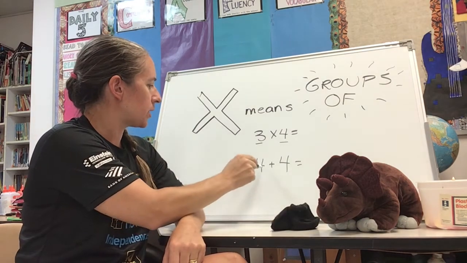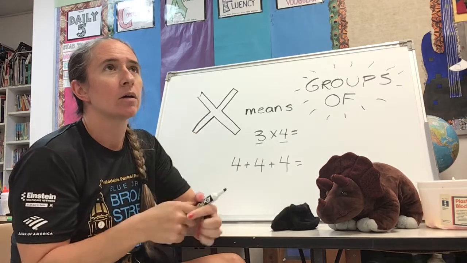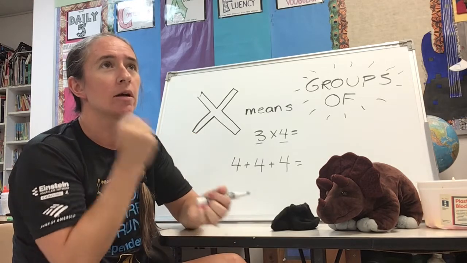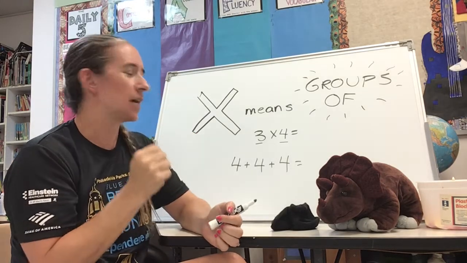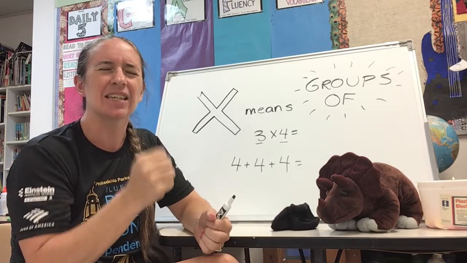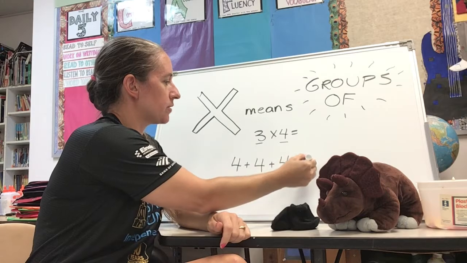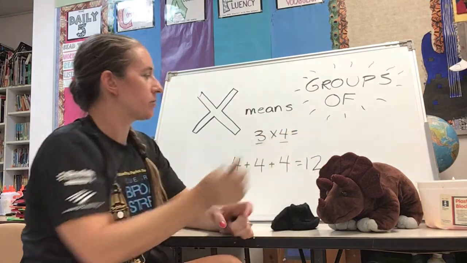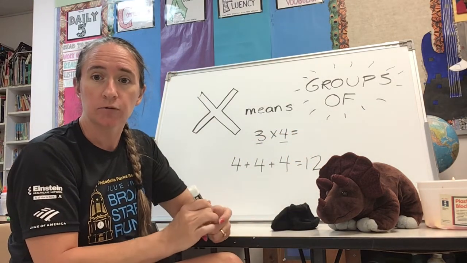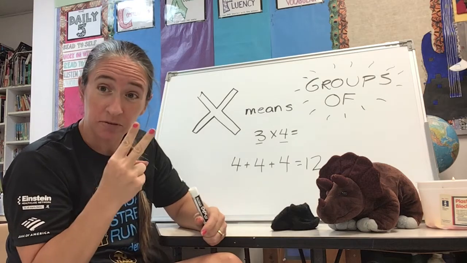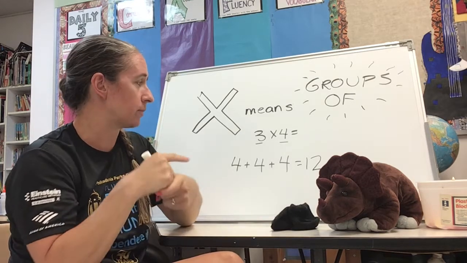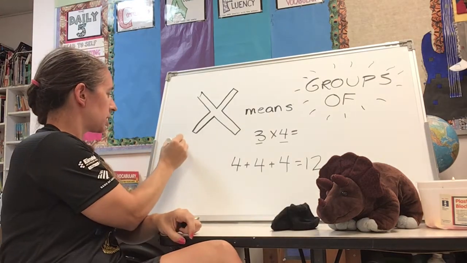So 4 plus 4, 1, 2, 3, 4, 5, 6, 7, 8, and then plus 4 more, 8, 9, 10, 11, 12. So 4 plus 4 plus 4 equals 12. So that means 3 times 4 equals 12. So now I have 2 different ways that I can solve multiplication problems. I can draw a picture. Let's keep track over here.